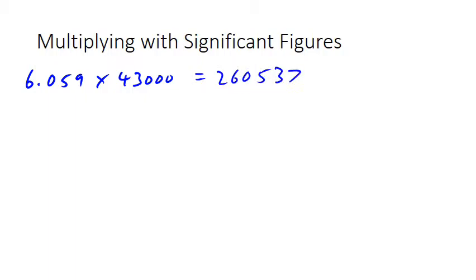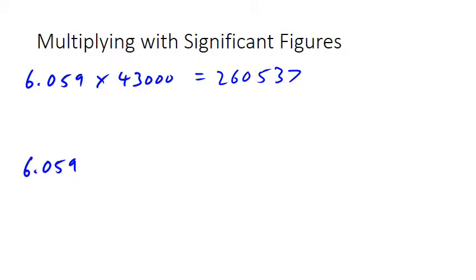Let's just do another example. 6.059 times 43,000. And if you hit your calculators on that, you'll get 260,537. Okay, let's try that in scientific notation and see what happens.